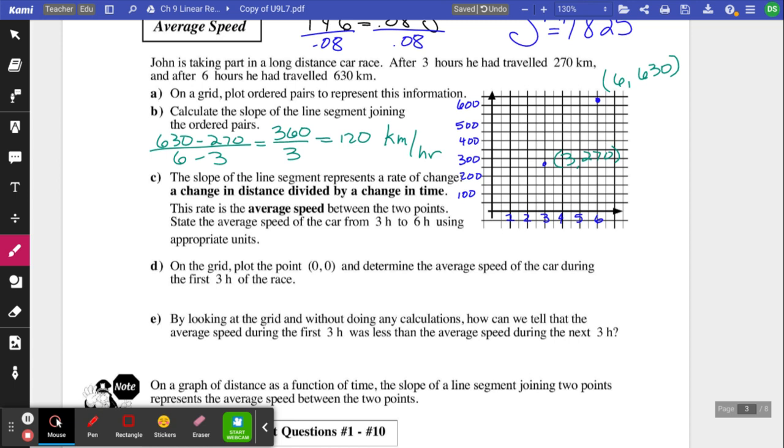All right. It's a change in distance divided by change in time. That's called the average speed, people. You know that already. That's just putting speed on a chart. That's all it is. So he said, say the average speed of the car from 3 to 6 hours. We would say 120 kilometers per hour. Then it says, okay, let's draw that line actually. Can you get your little ruler and draw the line?